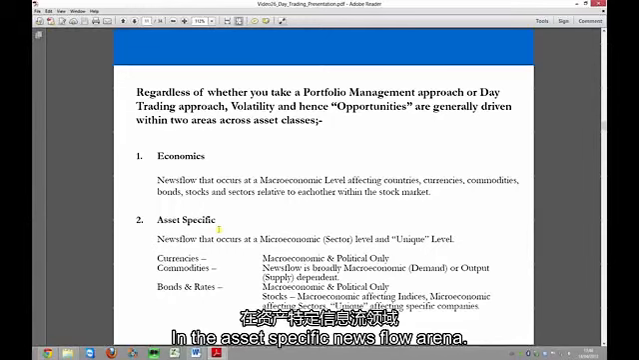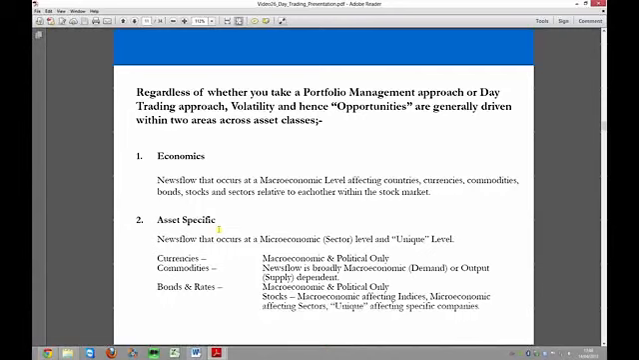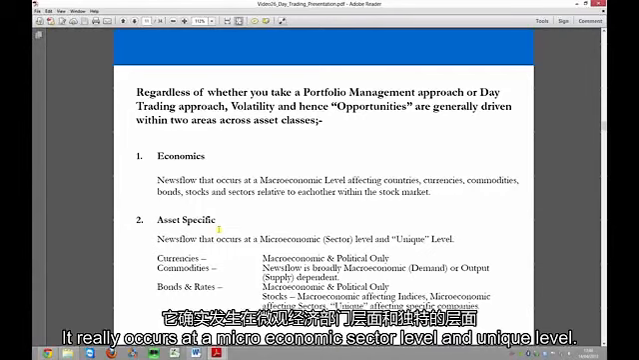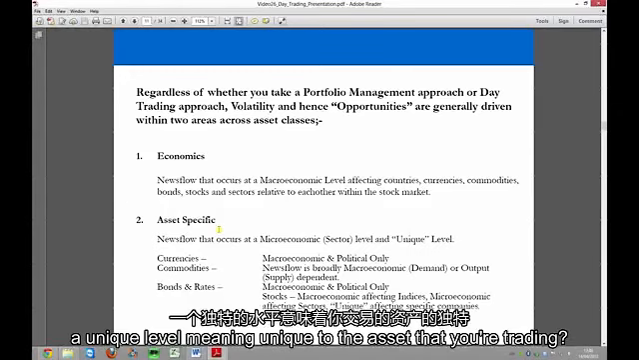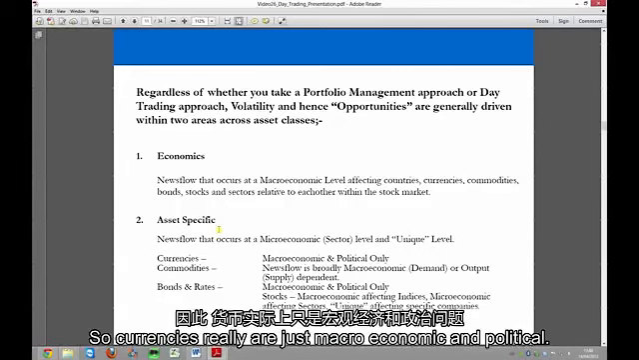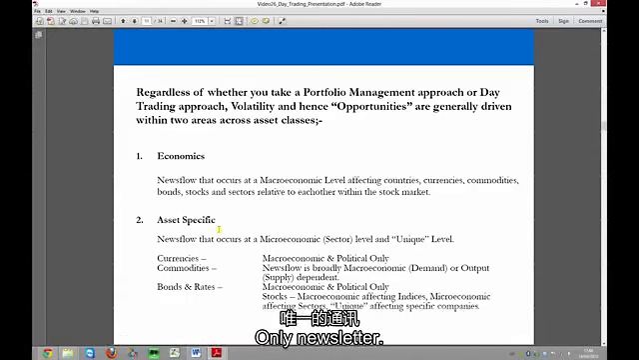In the asset-specific news flow arena, it really occurs at a microeconomic sector level and unique level, meaning unique to the asset that you're trading. So currencies really are just macroeconomic and political only news flow.